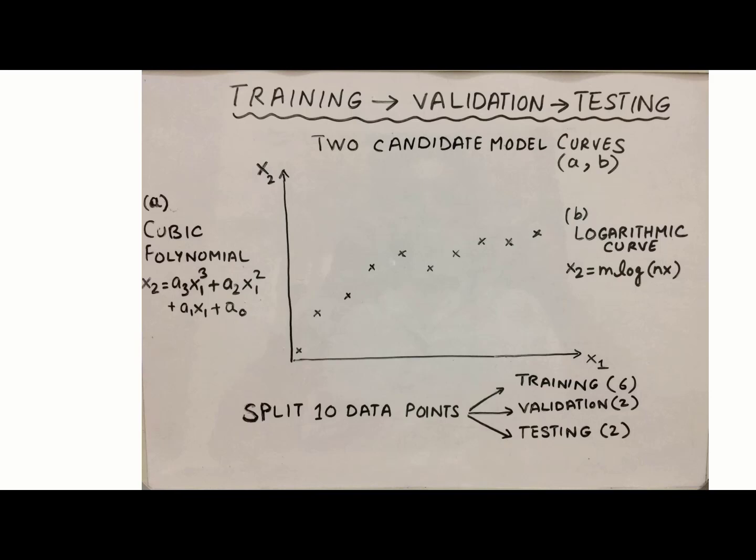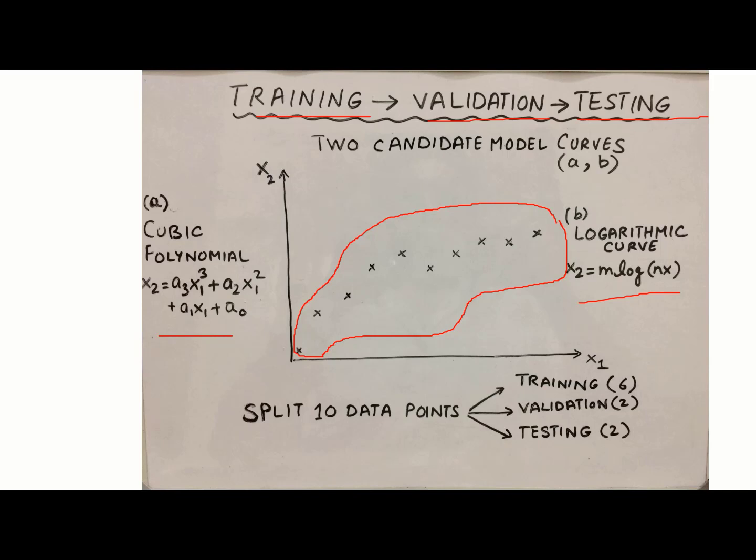In the conventional machine learning paradigm, the process flow is that we're going to talk about training, followed by validation, followed by testing. So I'm going to set up an example, again the same one that we have just seen. In this case, suppose the total number of data points that we have at our disposal is 10, and we have two candidate curves, cubic polynomial and the logarithmic polynomial.